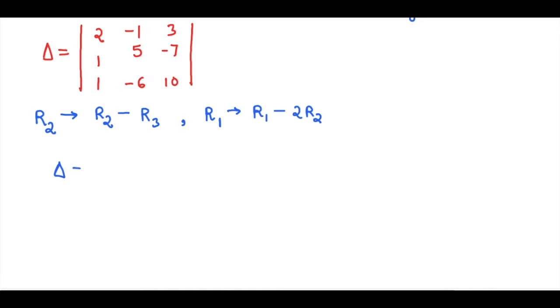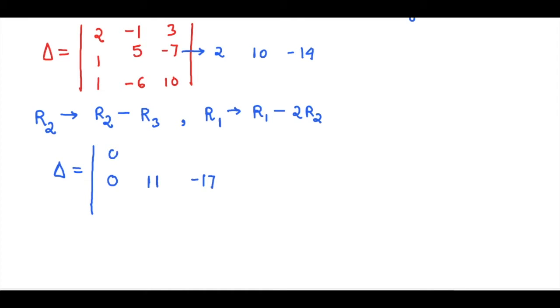Let's find the value of del. So in the second row, R2 minus R3. Let's first write the second row, R2 minus R3, that will be 0. 5 minus 6 is 11, and minus 7 minus 10 is minus 17. Then we will do R1 minus twice of R2. So here twice of R2 will be 2, 10 and minus 14. This is twice of R2. So we have to do R1 minus twice of R2.